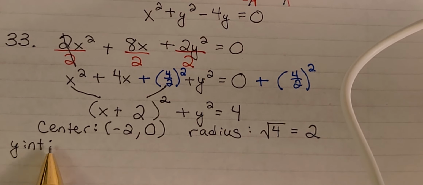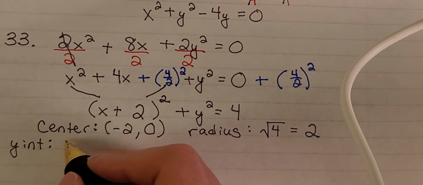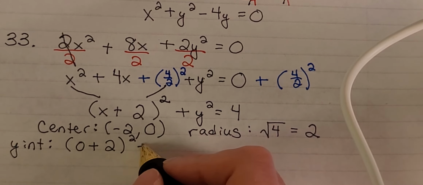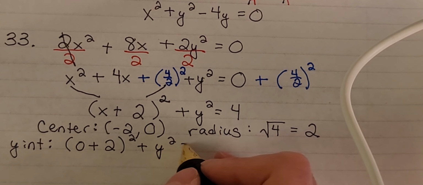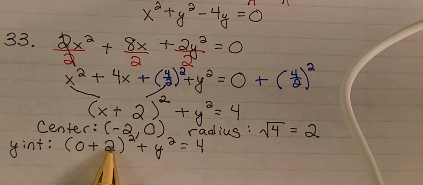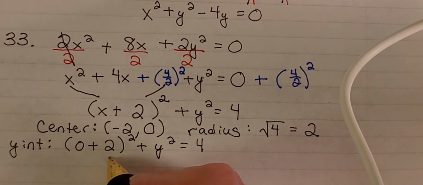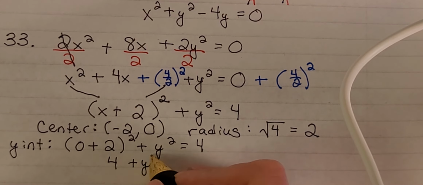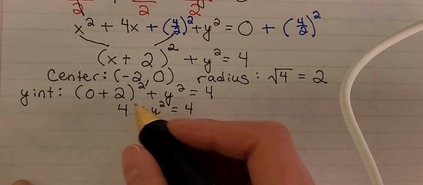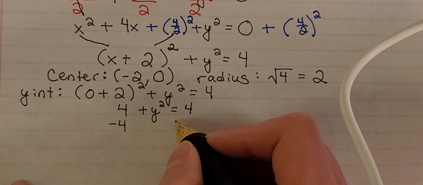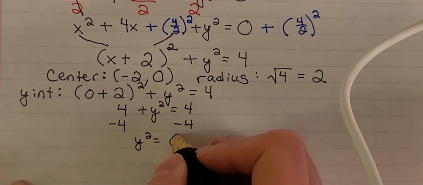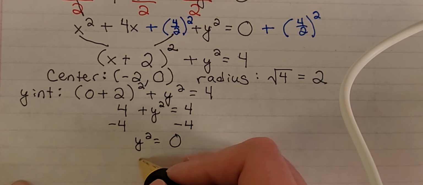Okay, so if we want to do the y-intercept first, it doesn't matter which one you do first. You're going to plug 0 in for the x. So I have 0 plus 2 squared plus y squared equals 4. Okay, so 2 squared is 4 plus y squared equals 4. Subtract 4 on both sides. So y squared equals 0. So y just equals 0.